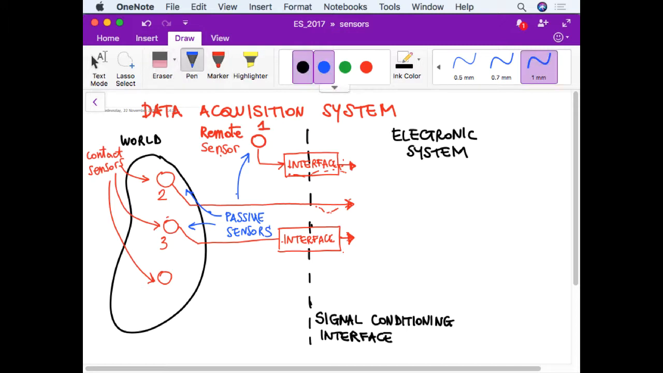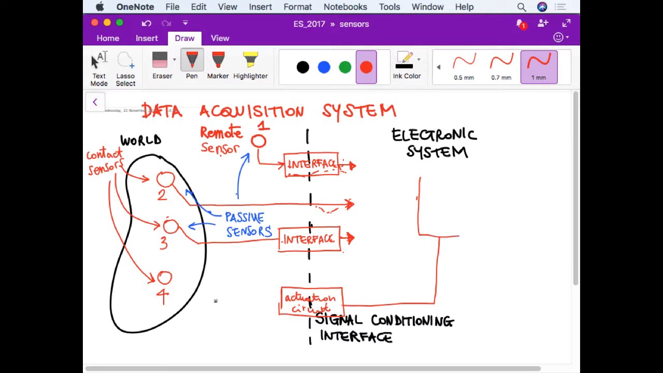Let's assume that instead the last contact sensor is an active sensor, which means that of course it needs an actuation circuit which receives input from, let's say, a microcontroller here. So the actuation circuit provides actuation, for example, power supply at least, to the sensor, and then the sensor can provide back the information. For example, let's assume that it does not need a specific interface.